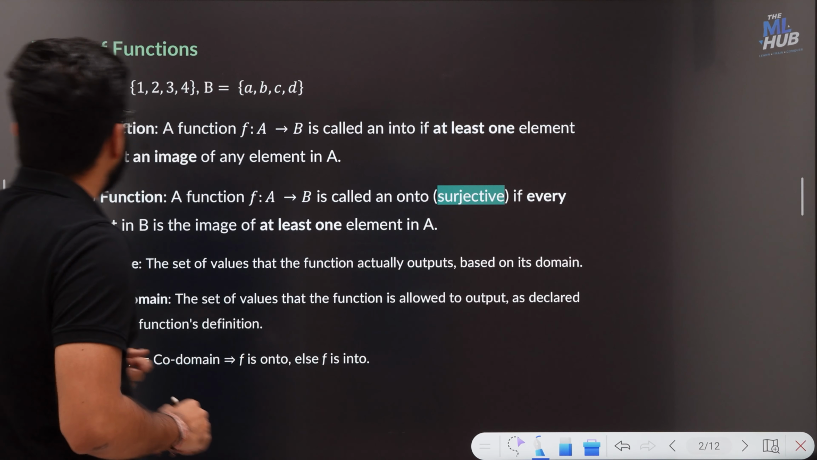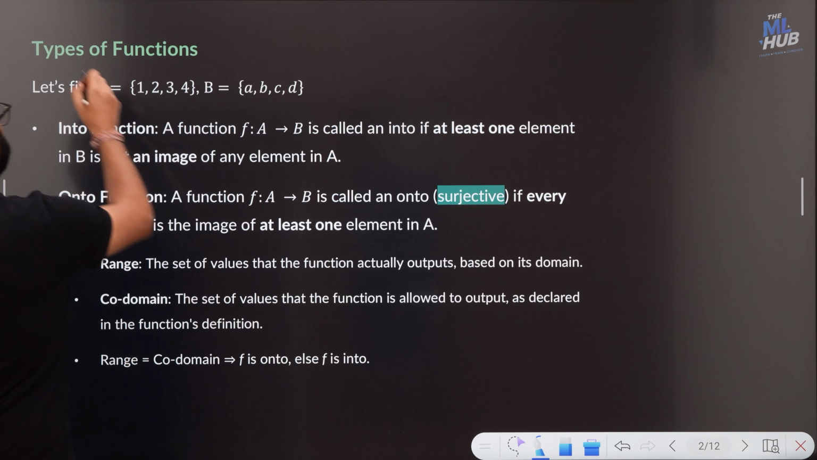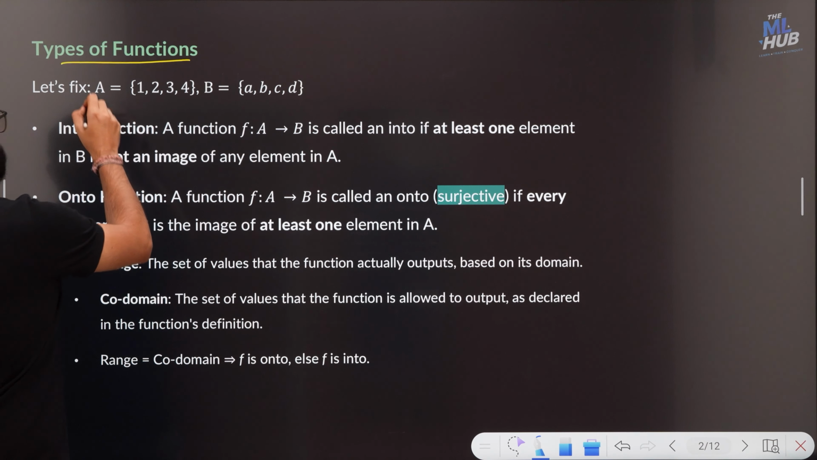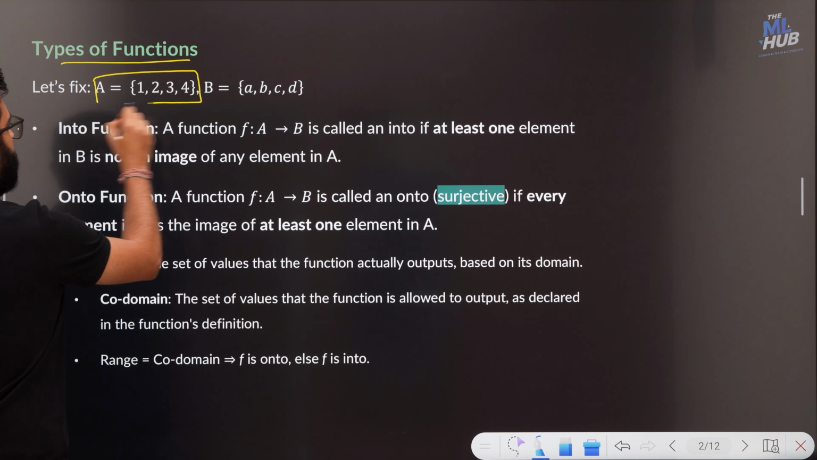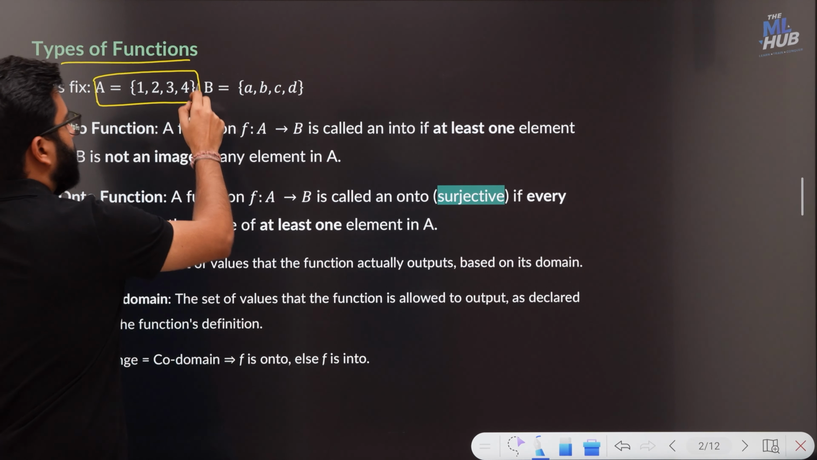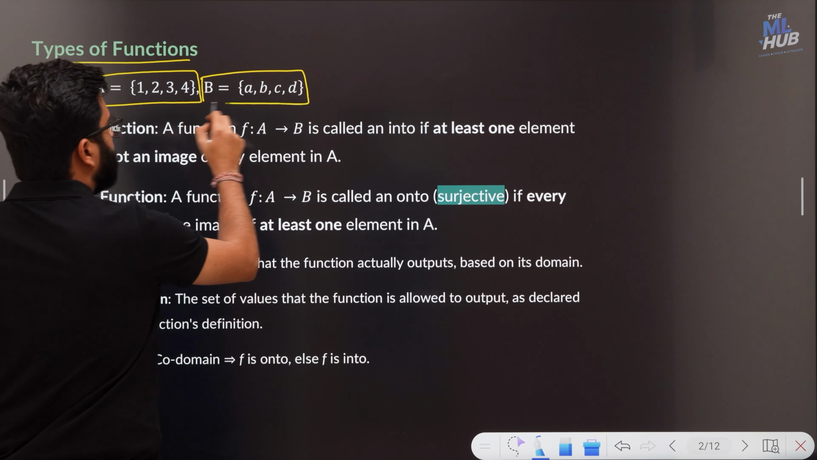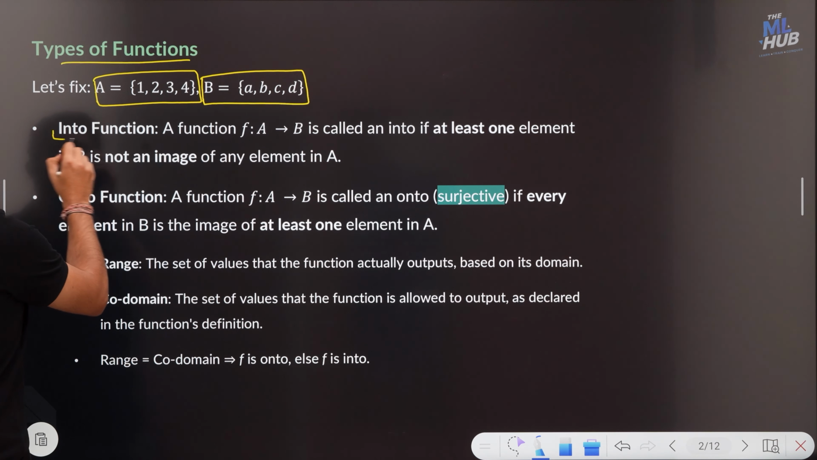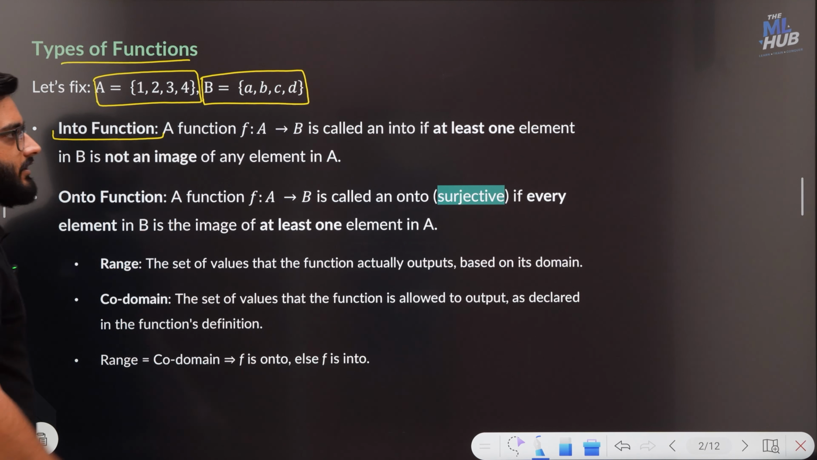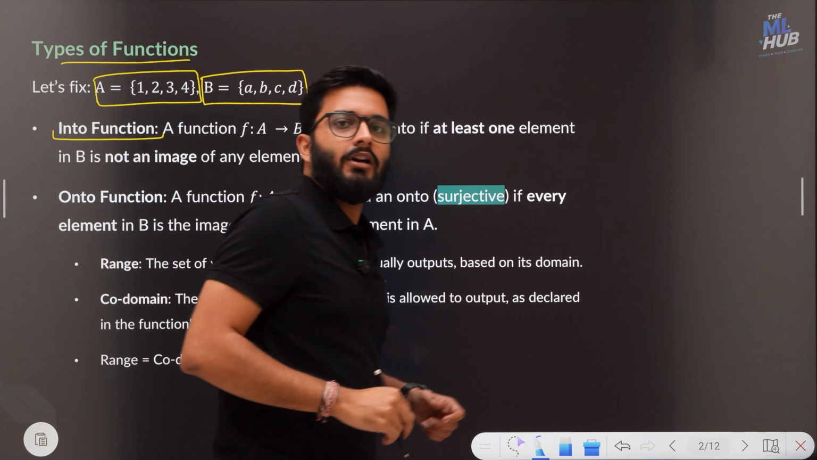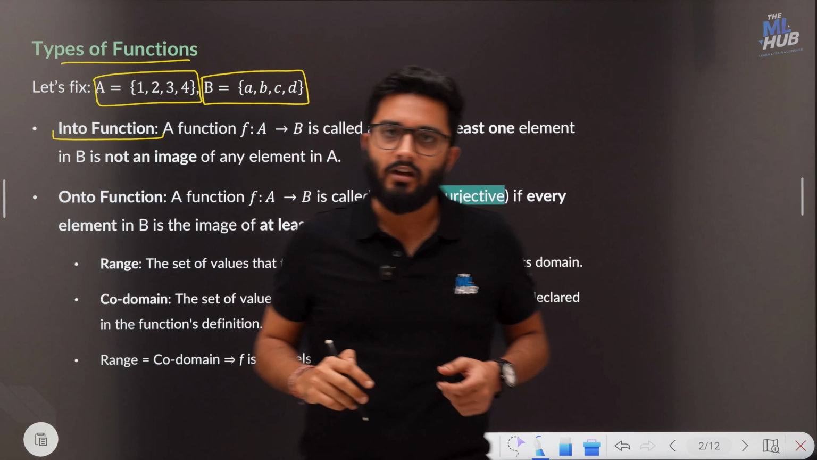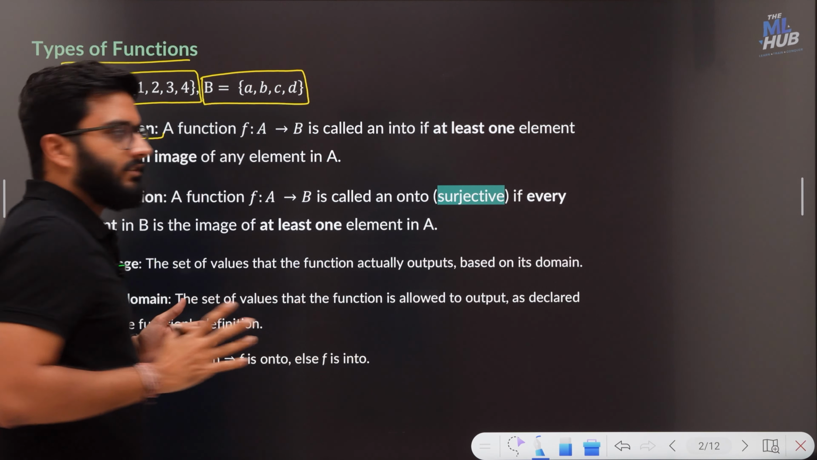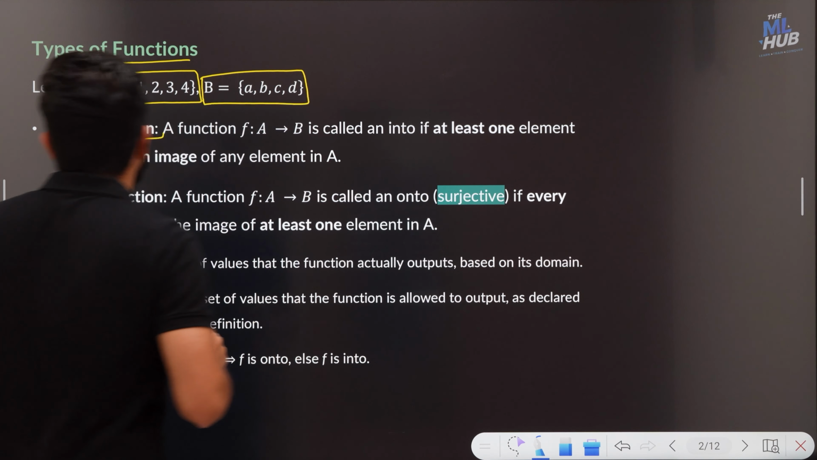Before jumping on the problems, I need to discuss one more classification regarding the function. Let us assume two sets, set A with 4 elements 1, 2, 3, 4, and set B with again 4 elements a, b, c and d. The first definition is into function. You might have heard these terms: into function, onto function, injective function, surjective function, bijective function. We will be clarifying all these definitions in terms of functions.